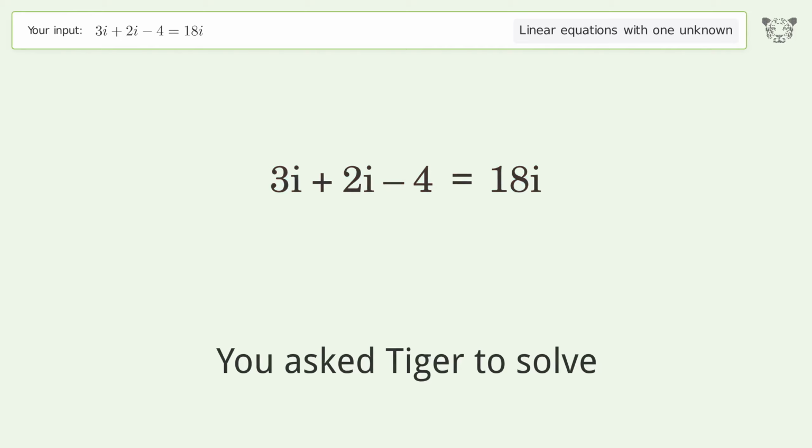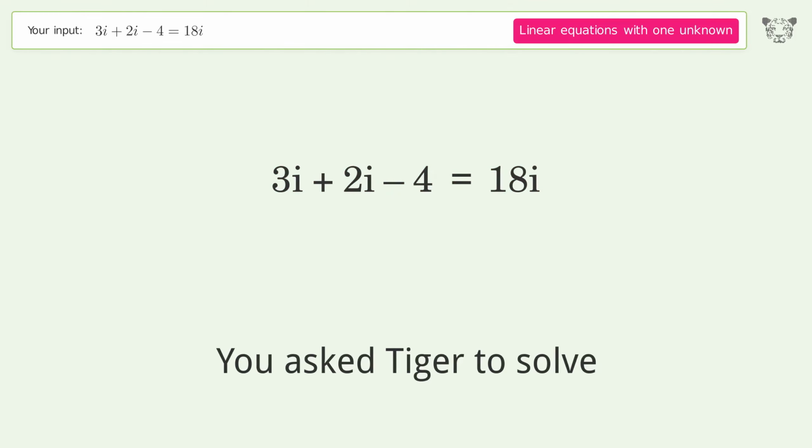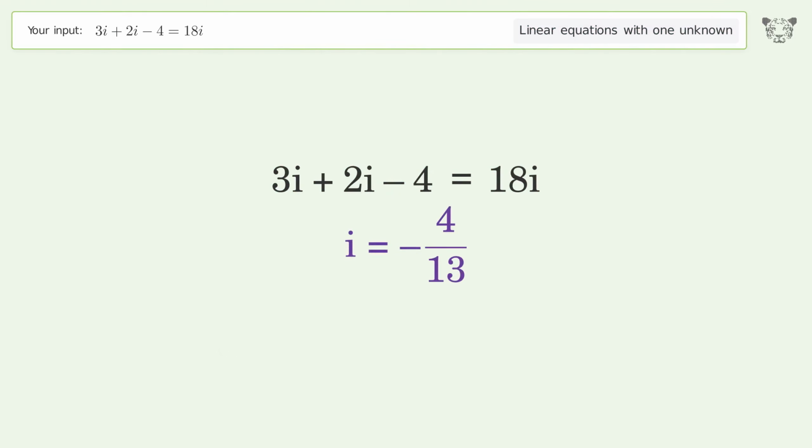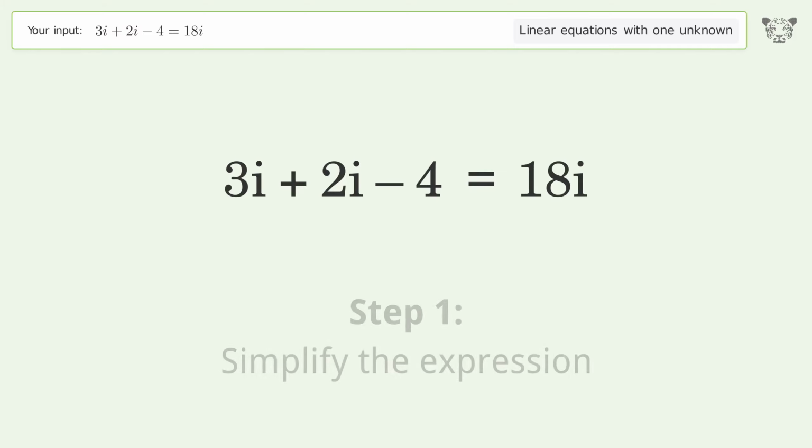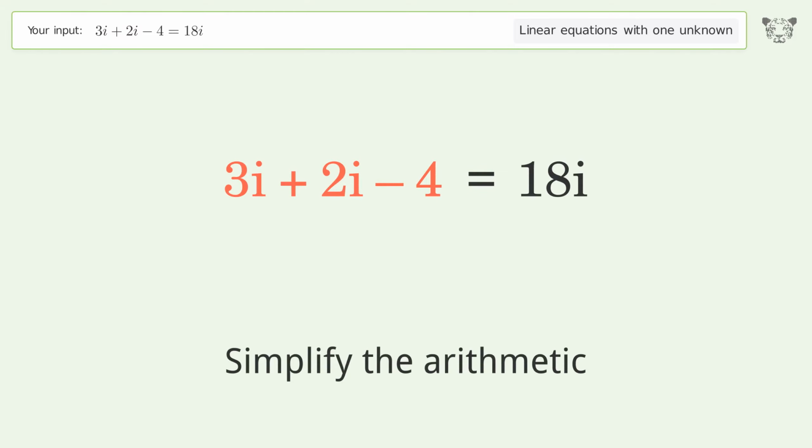You ask Tiger to solve this. This deals with linear equations with one unknown. The final result is i equals -4/13. Let's solve it step by step. Simplify the expression. Simplify the arithmetic.